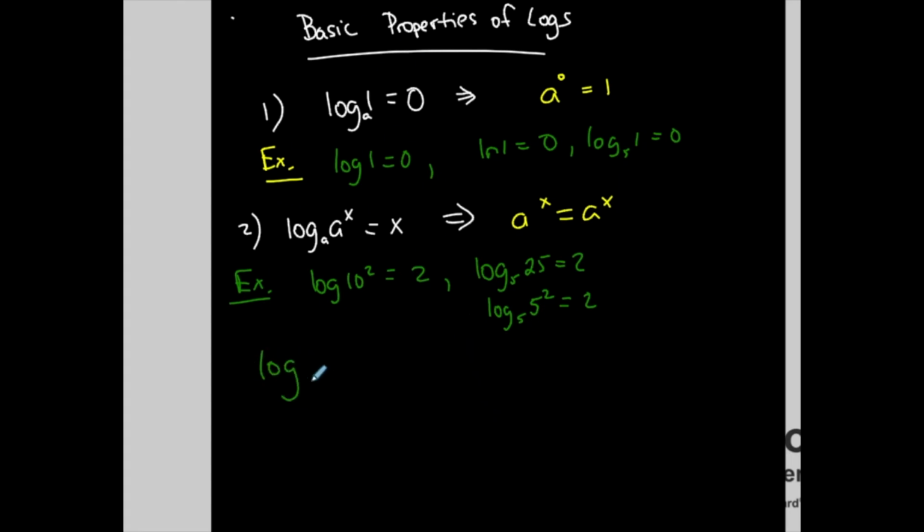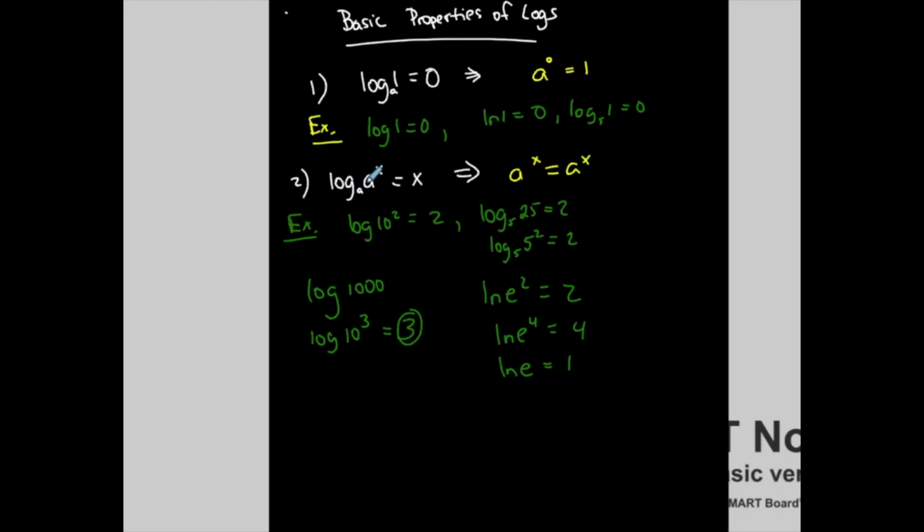Log of 1,000. Well, this is the common log because the base is 10, right? No base is represented, so it's automatically base 10. And I'm going to rewrite 1,000 to have a base 10, so that now they match, it's equal to 3. ln of e squared is 2, right? This is a base e. If the base matches this, they kind of cancel each other out. ln of e to the 4th is 4. ln of e is 1 because the exponent here is 1. So this is using that rule here. When the base matches this base, they cancel each other out. It's equal to the exponent.